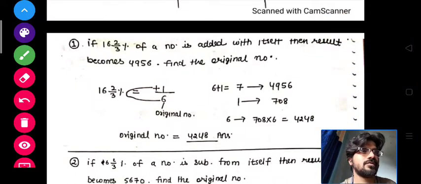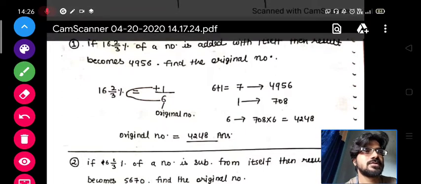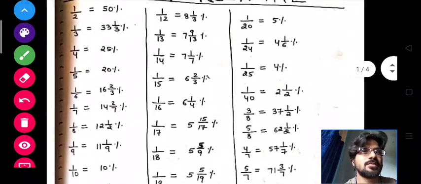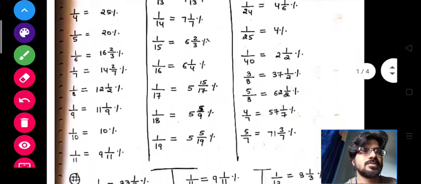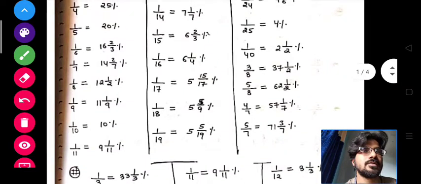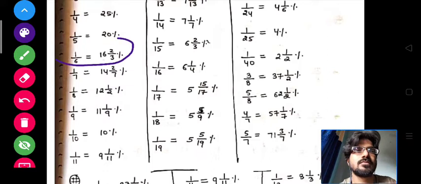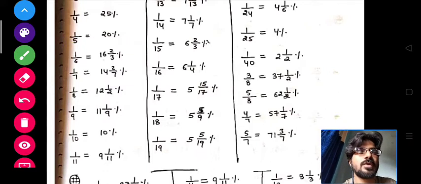Suppose 16 2 by 3% of a number is added to itself, then the result becomes 4956. Find the original number. So 16 2 by 3% of a number means what? The value of 16 2 by 3% is 1 by 6. You see the table. Okay, so you apply 1 by 6.